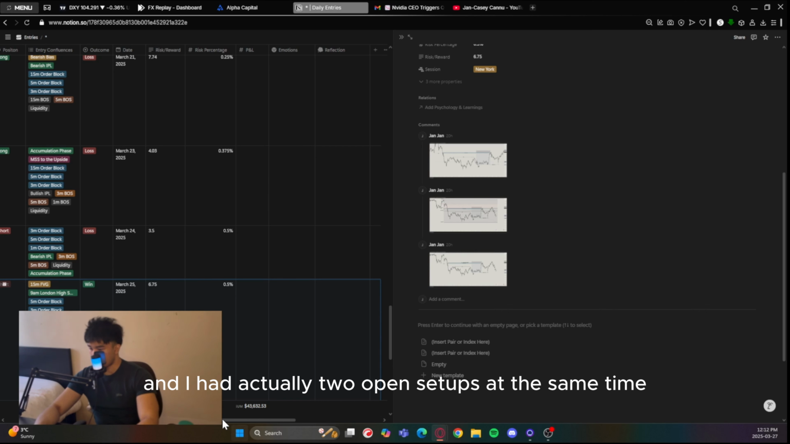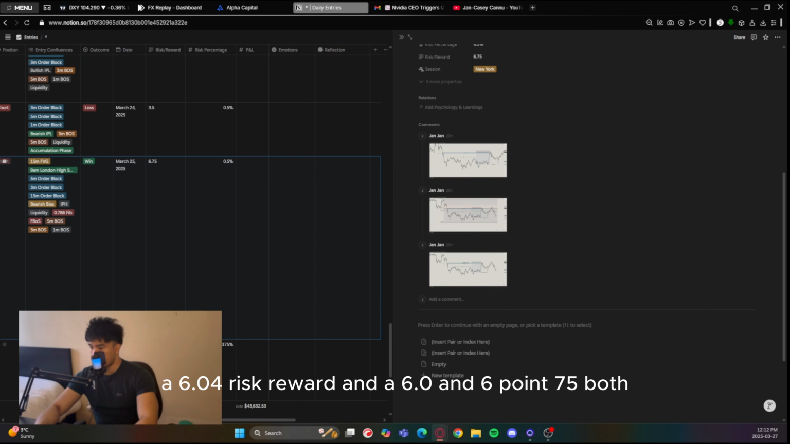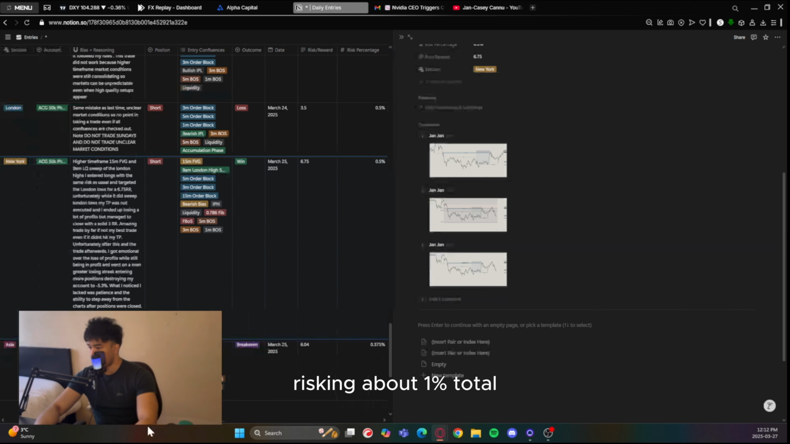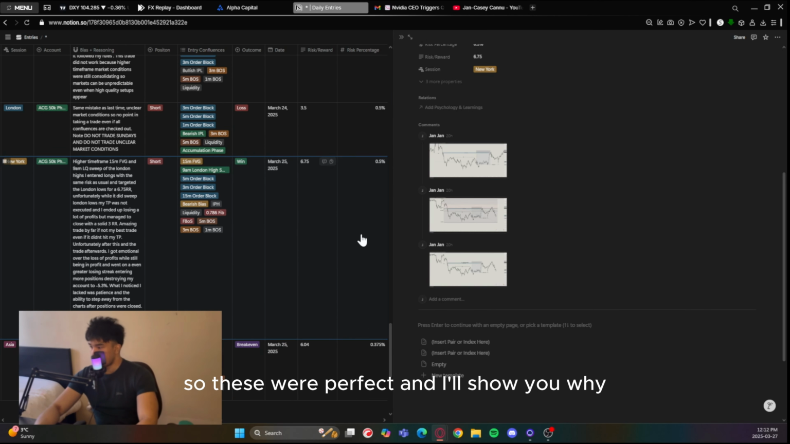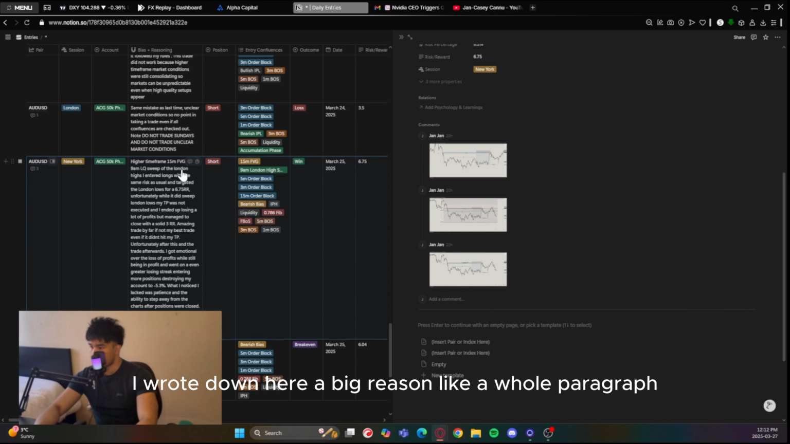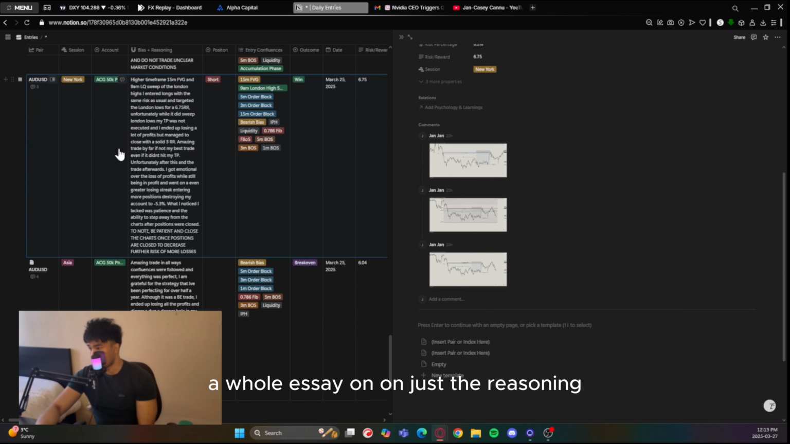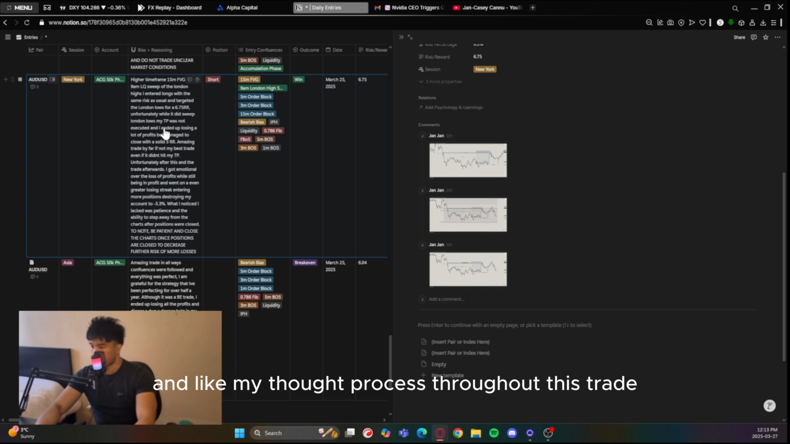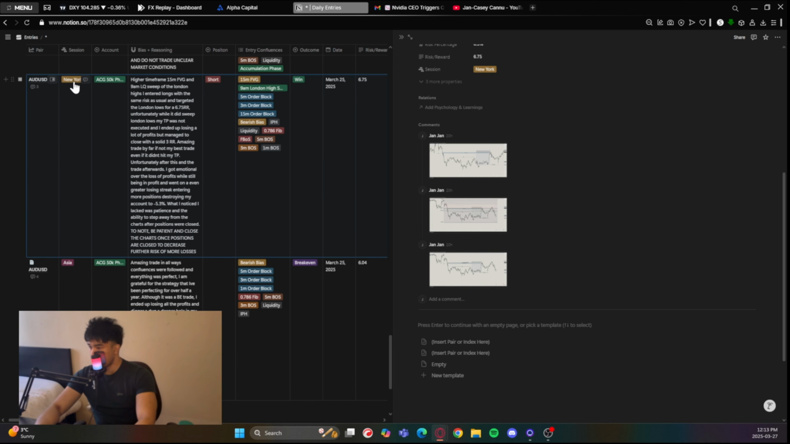And I actually had 2 open setups at the same time, a 6.04 risk to reward and a 6.75, both risking about 1% total. So these were perfect, and I'll show you why. I wrote down here a big reason, like a whole paragraph, like a whole essay, on just the reasoning, the bias, and my thought process throughout this trade and what I should learn.